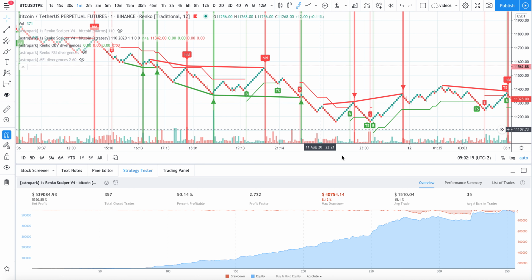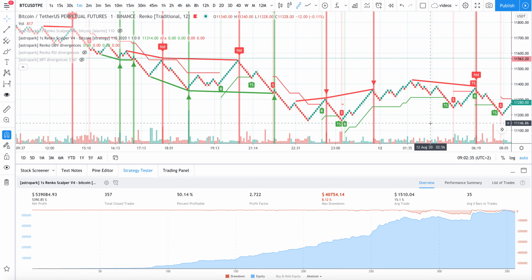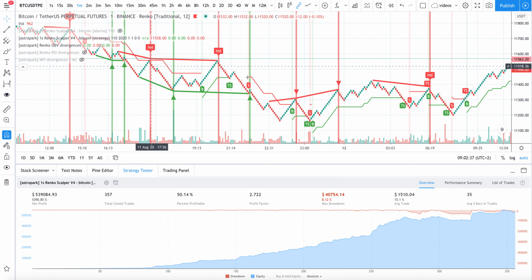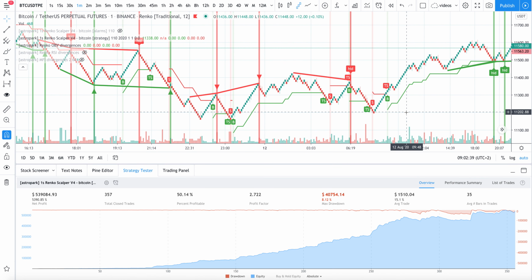Okay, here for example, short but with a bullish divergence, but price continues. That's why you never close totally your position. Okay, and so on. This is for example a tool that you can use to improve your own performance.